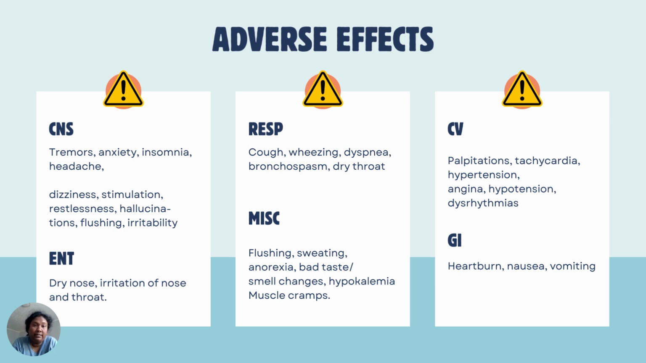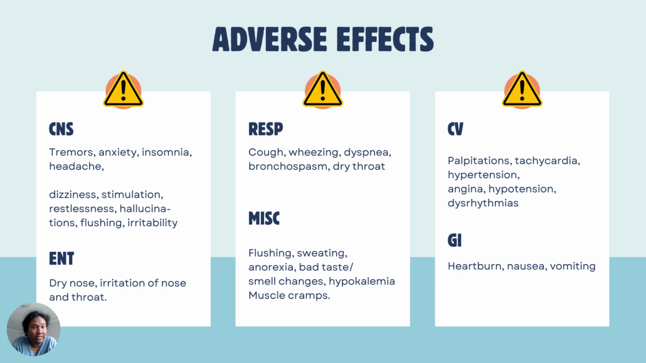In the respiratory system, they can have wheezing, dyspnea, or cough, and miscellaneous effects like flushing, sweating, anorexia, bad taste, or smell changes. Now you know why the drug is being served with the meal. It can also cause hypokalemia. Can you relate to the previous slide we discussed, where the drug is given in dialysis patients? And it also causes cramps, all right?